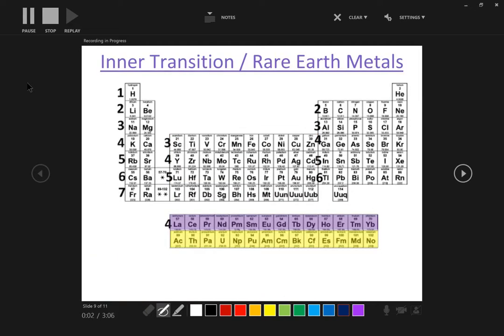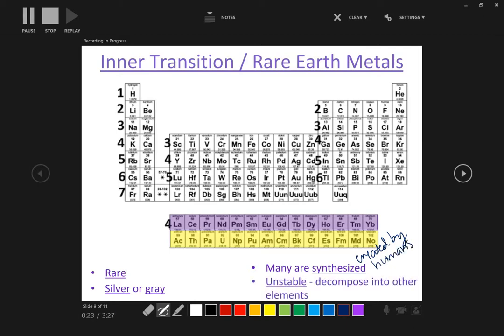What are inner transition / rare earth metals? They are rare, as the name says. They usually appear silver or gray. Many are synthesized, meaning they are created by humans and not found naturally in nature. And they are unstable, so they decompose into other elements. They each have their own special name. So the purple are called lanthanoids, and the yellow are called actinides.